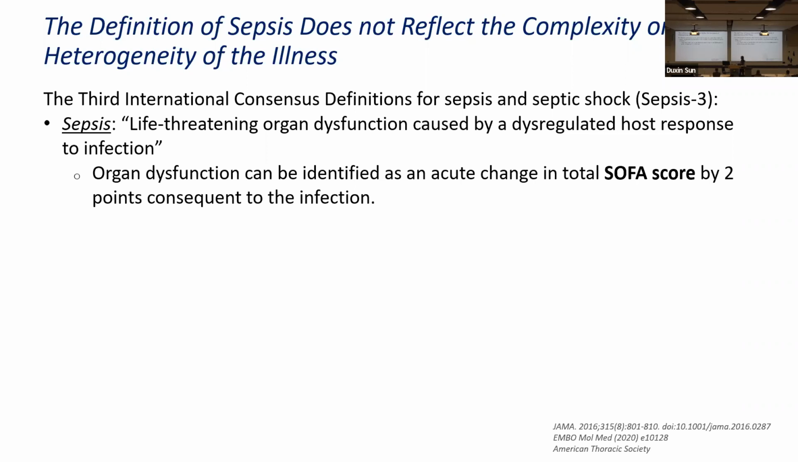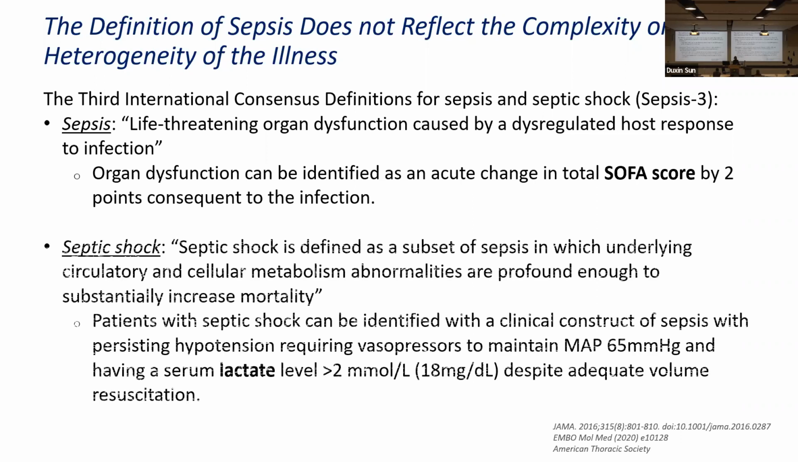So as sepsis progresses, increases in that SOFA score are indicative of worsening disease. And then septic shock, which is the most severe form of sepsis, has a few more additions to it, most notably the use of lactate, a metabolite, in its definition, and patients who have a serum lactate of greater than 2, despite adequate volume resuscitation, are classified as septic shock.